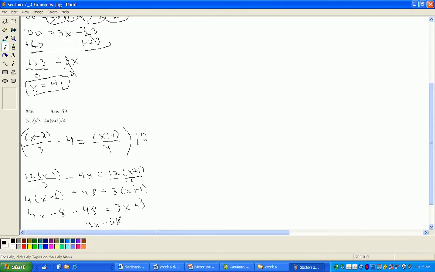Now we want to get our variables to the left, our constants to the right. Get our variables to the left by subtracting 3x from both sides. I'll go ahead and move this up here. 4x minus 56 equals 3x plus 3. Again, we subtract 3x from both sides. 4x minus 3x is just x minus 56. 3x minus 3x is 0. And we have just a plus 3.